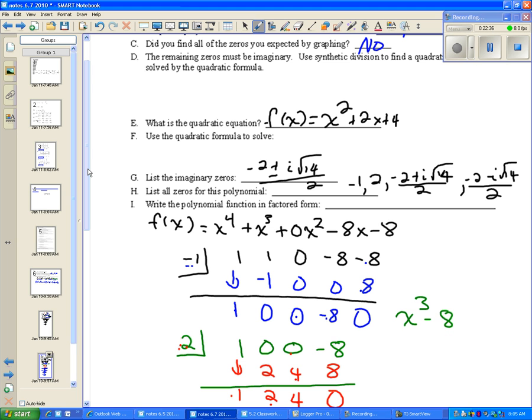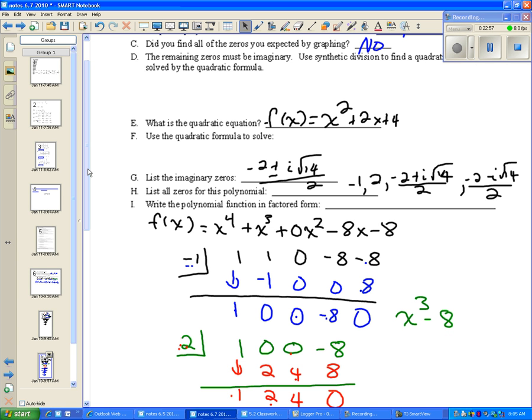Do you have to write those separately? No, you don't. Why am I writing them separately? Because I'm looking at the idea of having my 4 zeros, my 4 roots. I want to be able to see 4 different things. Can you write that as negative 2 plus or minus i square root 14 over 2 and know that that's 2 roots? Yes. Roots and zeros are the same.